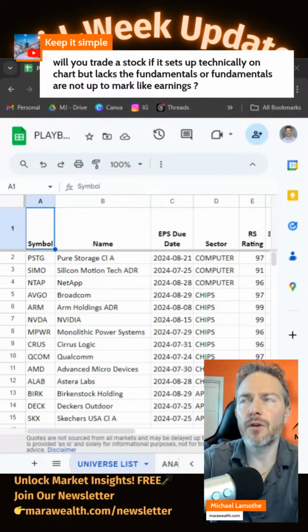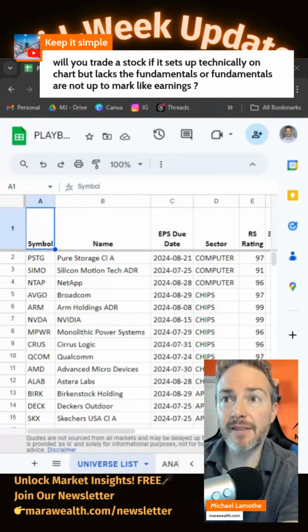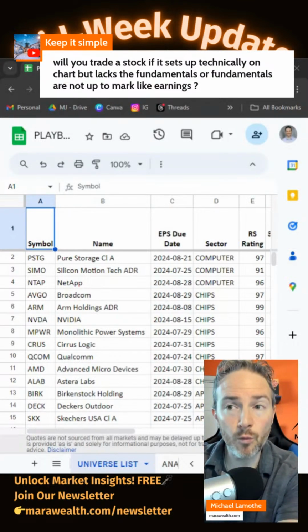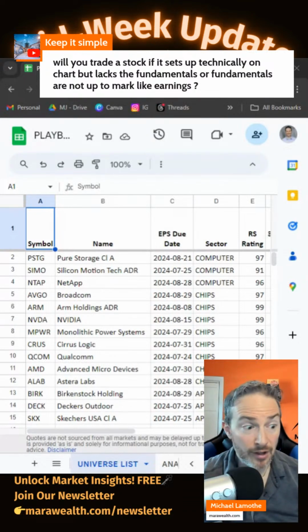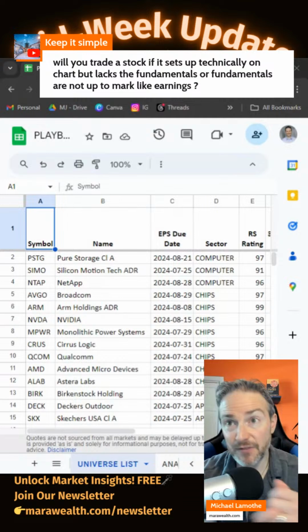Anyhow, so that's the process, and the reason why I want to start with fundamentals and then look at technicals is because it helps make sure that I'm fishing in the right pond.